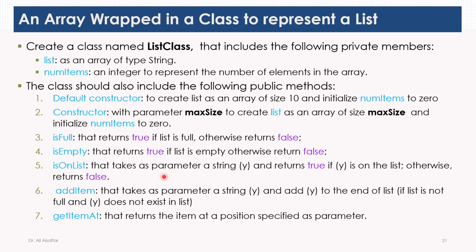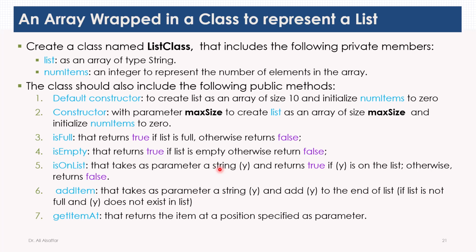And to do that, the class uses the public method isOnList. This method takes as a parameter a string y and returns true if the string is on the list. So basically, this is a searching problem. So it will search for y in the list. If it is there, then it will return true. And if it is not there, it will return false. So here we are testing for containment, if the element is in fact on the list or it is not on the list.